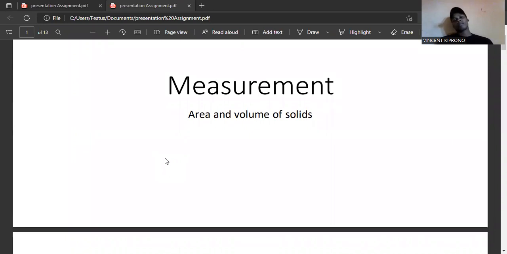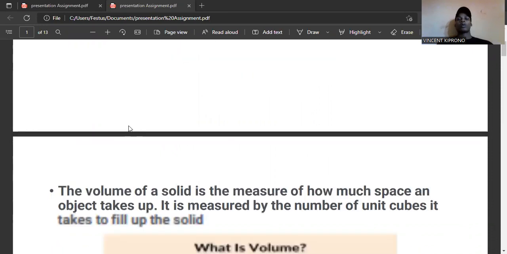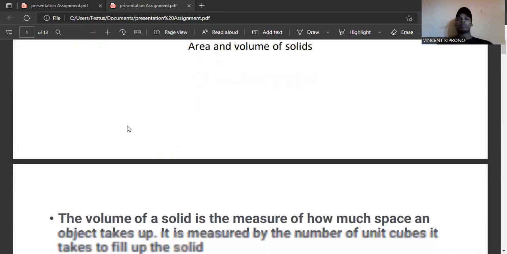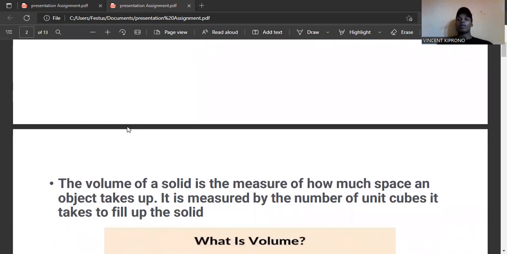Okay, I'll be taking you through measurement. And in this topic, we are going to look at area and volume of solids. So we are going to start with volume. And here we have a simple definition. What's volume?